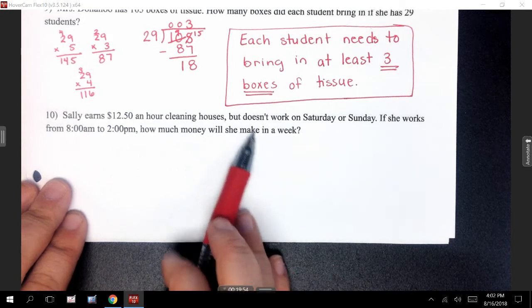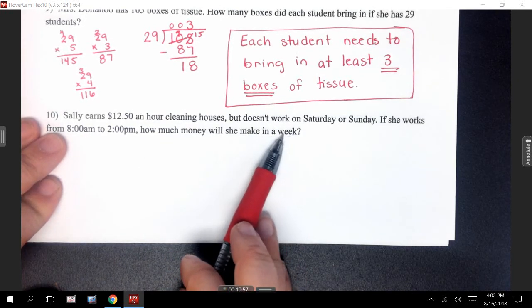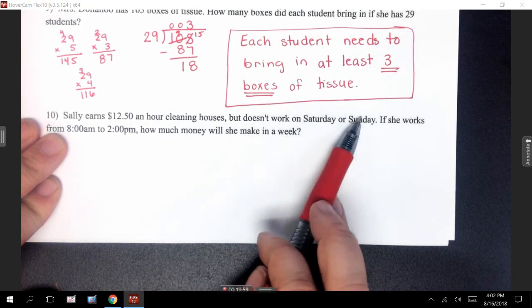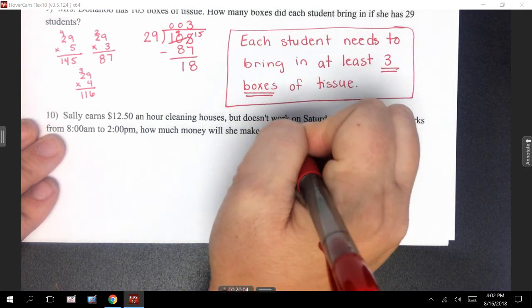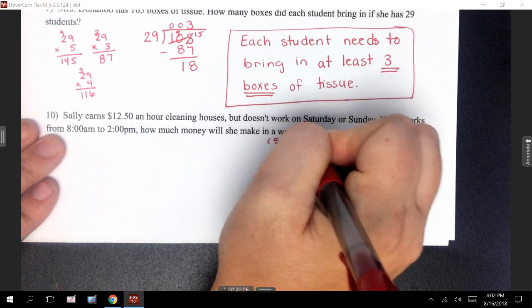So the first thing I want to make sure that we realize is this week, normally when we see a week, we think 7 days, but this does specify we're not including Saturday or Sunday. So let's make sure we remember this week is only going to be 5 days.